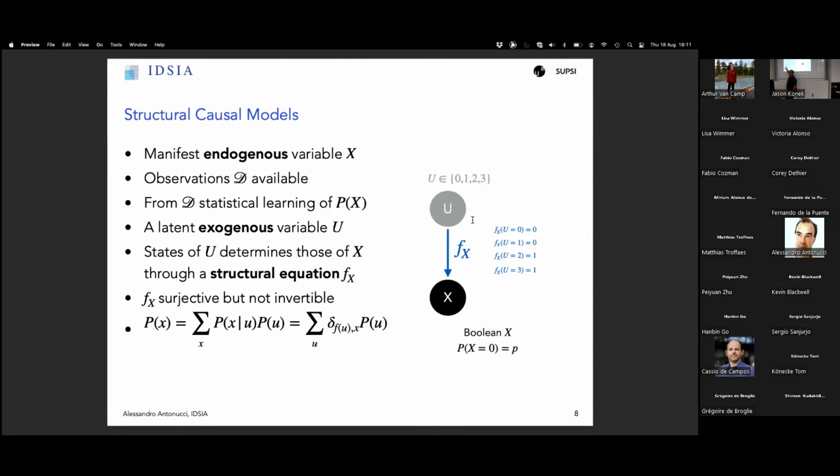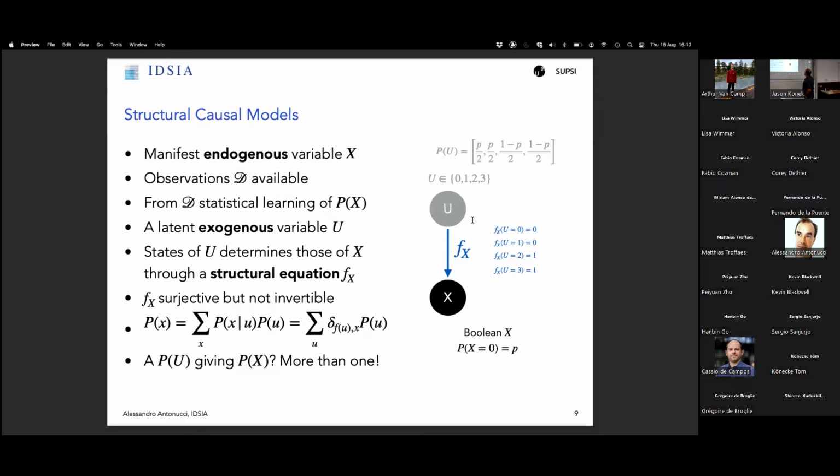Remember that P of X is known. We have observations, so we know P of X for each state. P of U may be unknown. Let's assume that we have the data about X, we know P of X, but we don't know P of U. So we ask ourselves which specification of P of U is compatible, consistent with P of X. And the second question can be, is there a single one or more than one?